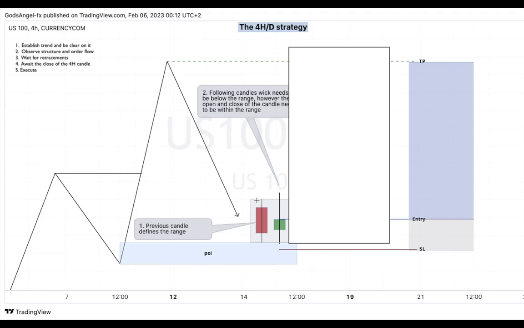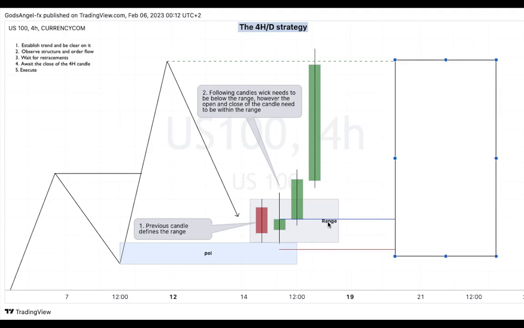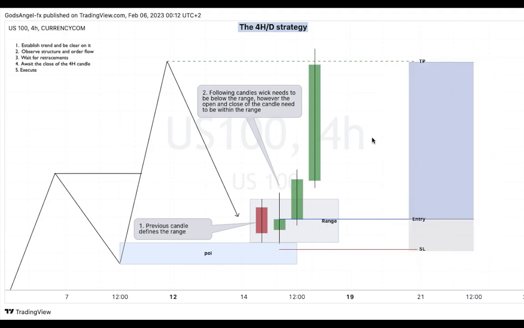So the candlestick, including its wicks, is going to define the range for us, and this is clearly defined, as you can see over here. I'm just going to delete this because it's no longer necessary. And then it's defined as a very simple rule over here. The previous candle defines the range, and so this gray box is our range, right? And so what we want to see is the following candle's wick going down below the range. However, the open and close of the candle need to be within the range.